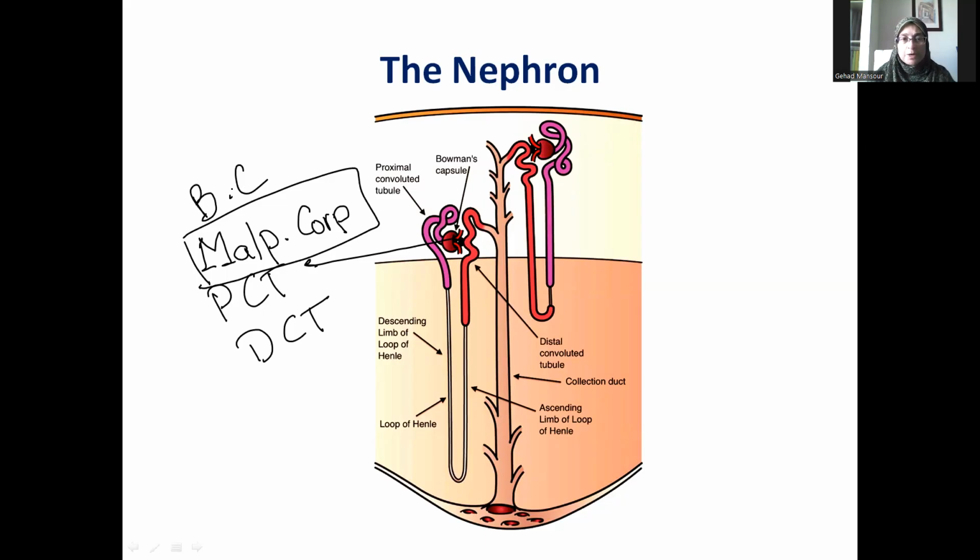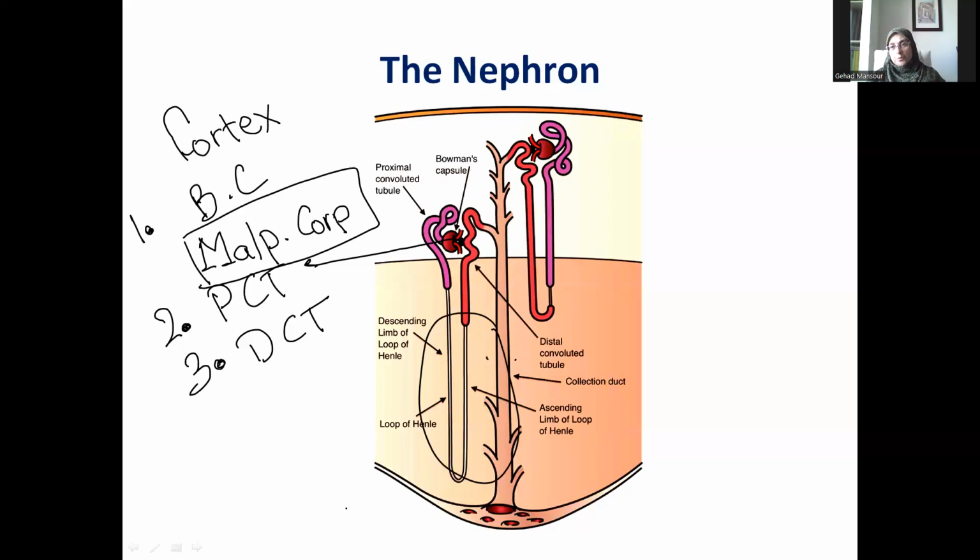So what are the parts of the nephron that lie in the cortex? The parts of the nephron that lie in the cortex are: number one, Bowman's capsule; number two, the proximal convoluted tubule; number three, the distal convoluted tubule. Whereas the part of the nephron that mostly lies in the medulla is the loop of Henle. And concerning the loop of Henle, you might be asked about the main function of the loop of Henle. The main function of the loop of Henle is to concentrate urine.